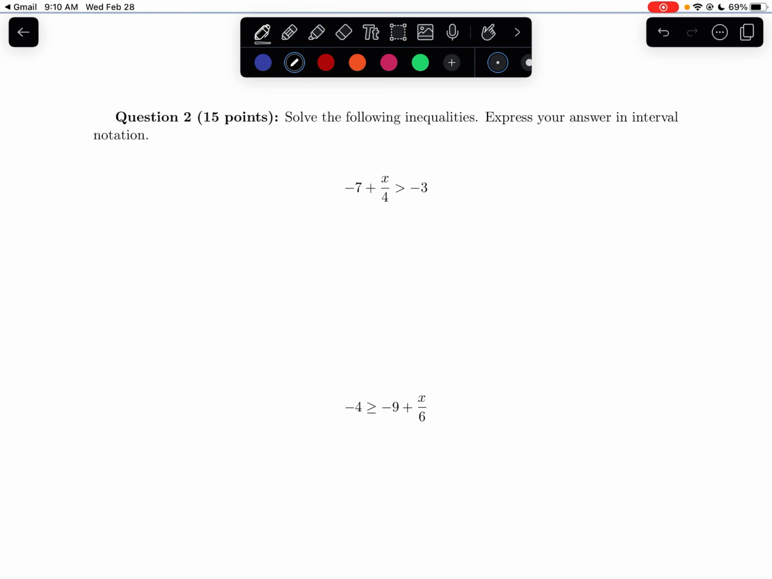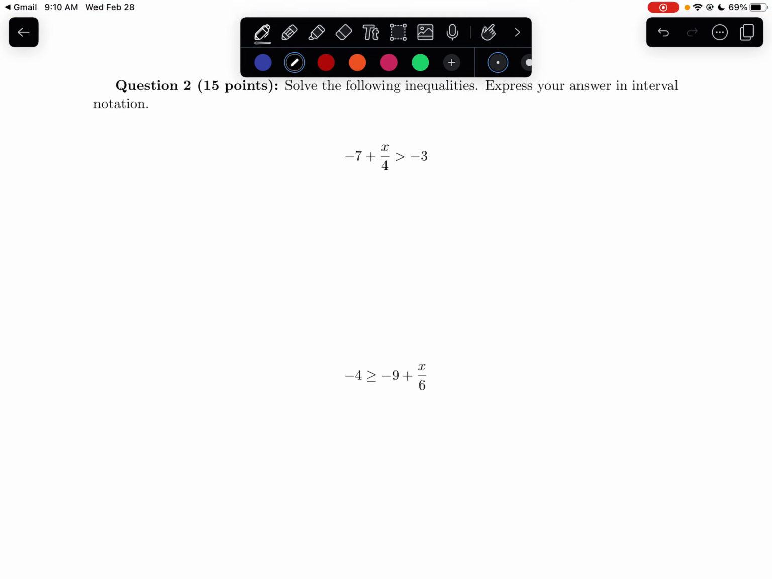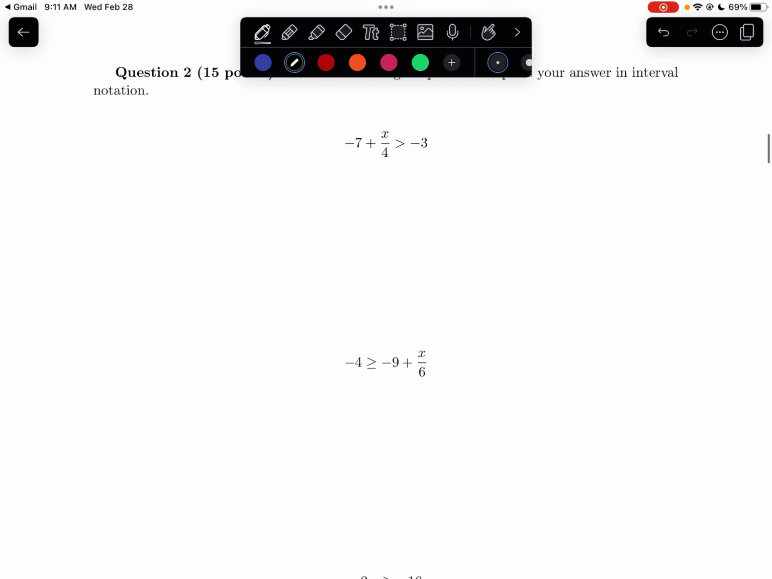So here we have question 2. It said solve the following inequalities. I want you to express your answer in interval notation. So here we have -7 plus x over 4 is strictly greater than -3.